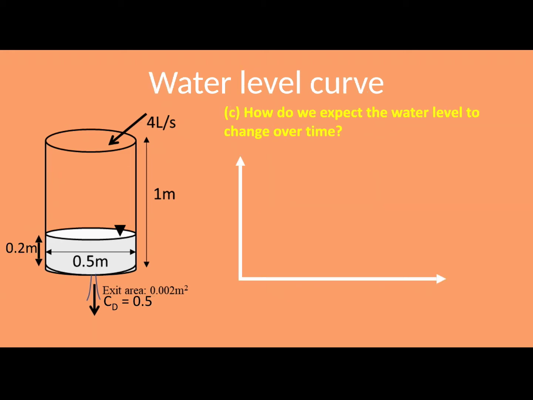So the water level curve: how do we expect the water level to change over time? What we're going to be graphing here is the water level, h, as a function of time. Initially we have 0.2 meters, so this will be in meters, and we have our steady state water level of 0.82. What we expect is that over time this is going to approach that steady state water level asymptotically. Then at some point it will reach it and just hold constant until that inflow condition changes. This is what it looks like.